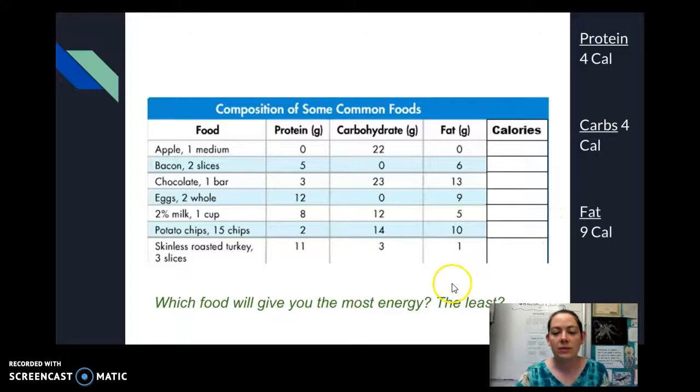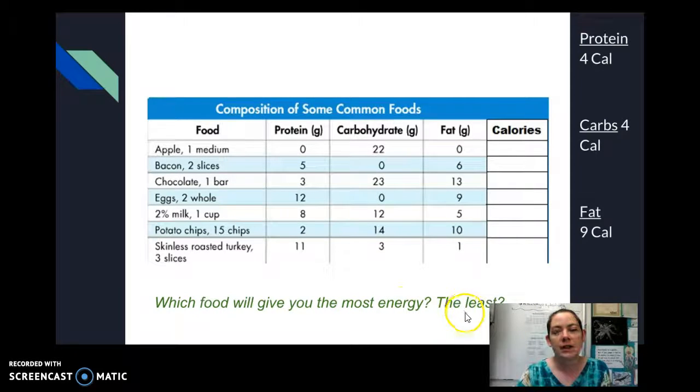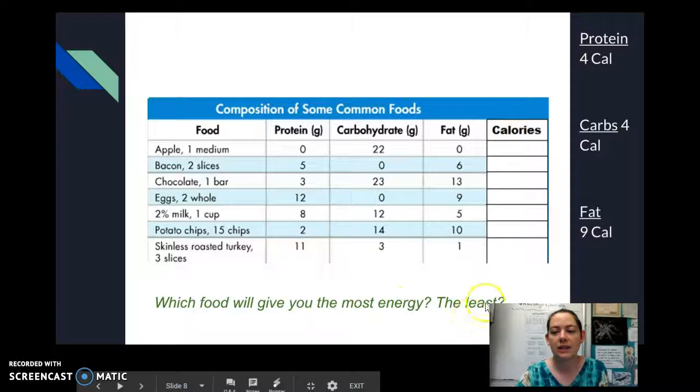Now when you're all done with those, I want you to take a look at your numbers and decide which food will give you the most energy. So which one has the highest amount of calories in it? And then which one is the least? Which food can you eat that doesn't fill you up on calories?